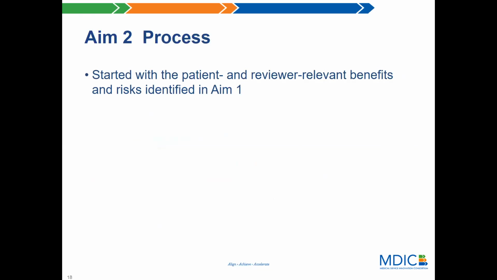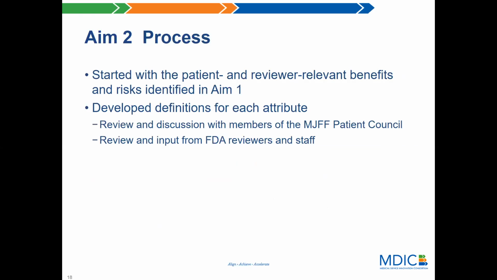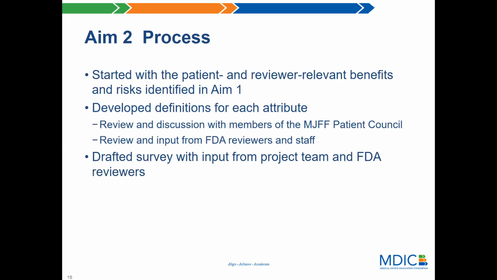So the process, as Annie had already described, was to start from the patient preference perspective, was to start with the list of benefits and risks that were identified in AIM-1. And Annie talked about developing the definitions and the descriptions for each of the attributes. We worked with Michael J. Fox Foundation Patient Council, as well as FDA reviewers and staff to do that.